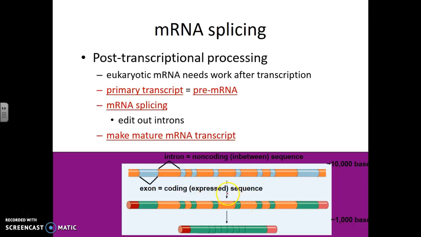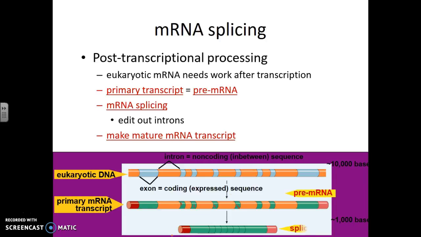Here, before the mRNA is spliced, this is called pre-mRNA. Then the introns are cut out and the exons, the green pieces here, are spliced together, and this is called the mature mRNA. As we bring the labels back.